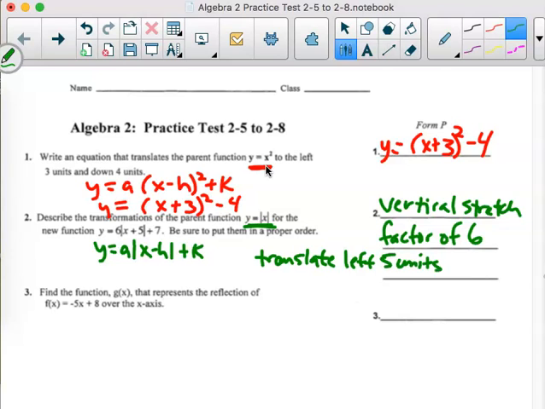Am I done or should I put an and? I need an and. Got another number to deal with, don't we? And what's the plus 7 in the back saying? 7 up. 7 units up. I'm going to have to write that down here because I write too big. So now let's make sure we took care of all 3 of those numbers. Vertical stretch, factor of 6. That's one of them. Translate left 5 units. Second one. And 7 units up. Third one.